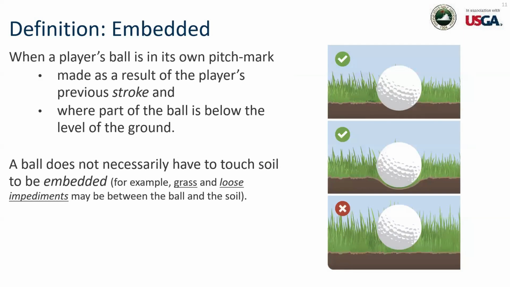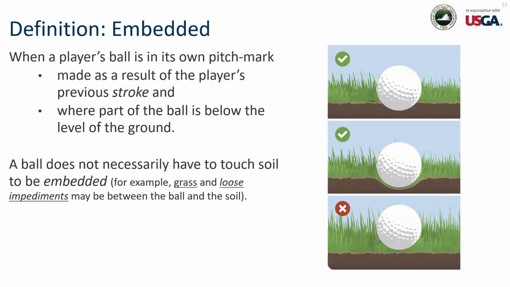The last part of this rule, Rule 16, is about embedded ball. So we'll cover what that looks like here. A player's ball is embedded when it's in its own pitch mark as a result of the player's previous stroke and where part of the ball is below the level of the ground. When the rules changed in 2019, they did a really good job of adding these pictures, both for relief and for examples like this of what we're looking for when we're talking about embedded ball.